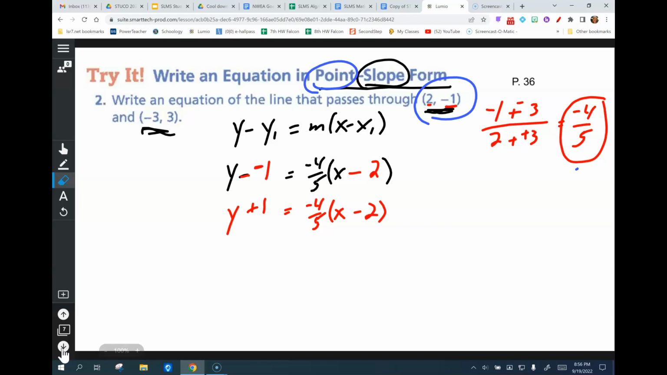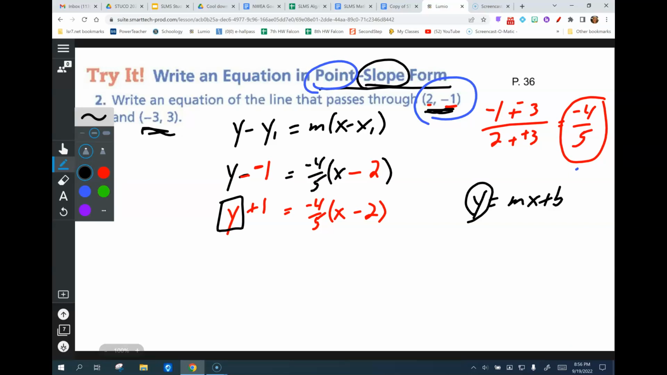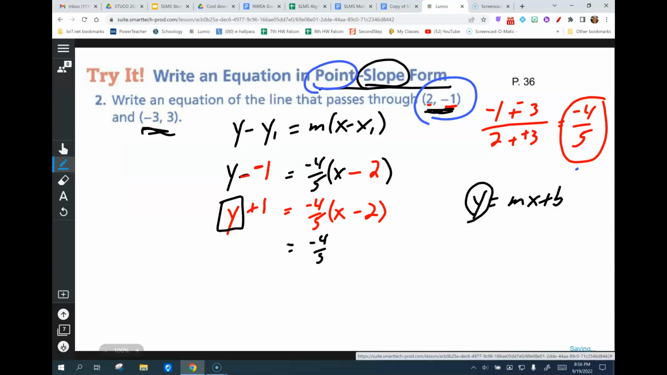So now what we're going to do is get it into slope-intercept form. What's slope-intercept? y is equal to mx plus b. If we get it into this form, notice I just have to get y by itself. So let's clean up the sides. We already cleaned up the left-hand side. Now let's distribute on the right-hand side. We have negative 4/5 x plus 8/5. Let it hang out for now. We'll get to it.